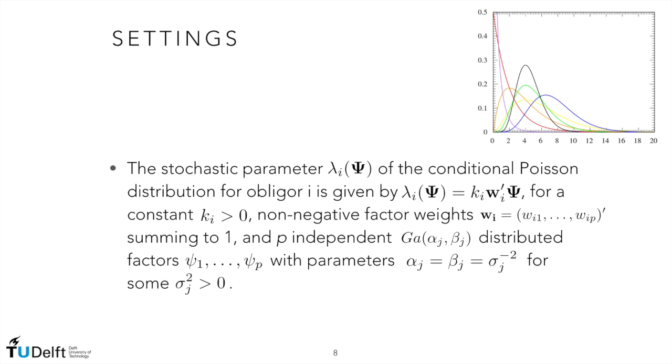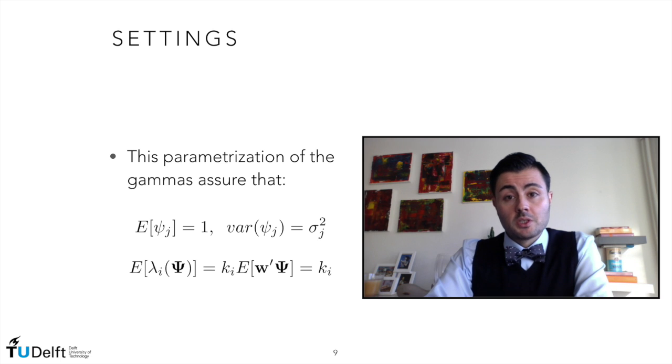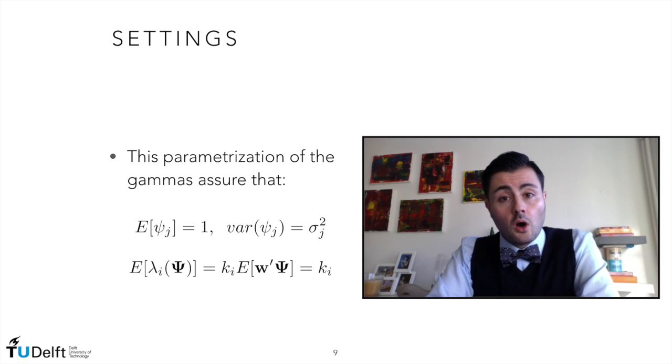The choice of gammas is due to two different reasons. First, their flexibility in terms of shape, and second, the possibility of obtaining closed-form analytical results, as we will see in a minute. Thanks to this parameterization, the expected value of each factor ψ_j is exactly equal to 1, while the variance is the σ_j squared we were assuming to be observable. Moreover, the expected value of every λ_i is exactly k_i, and this is very interesting from a computational point of view, as we will see in week 5.